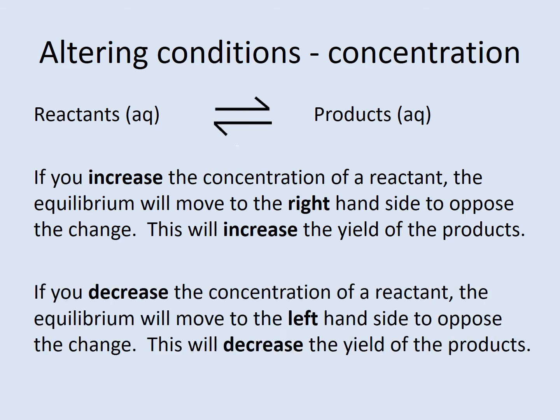Okay. Right, if you decrease the concentration of reactant, the equilibrium will move to the left-hand side. Right, what's that all about then? Well, if you basically remove this stuff, so you decrease the concentration, the equilibrium, remember, tries to oppose the change. So therefore, the products will then reform the reactant, so the equilibrium moves to the left. This will decrease the yield of product. Okay, so that's your possibility in terms of concentration. Right, next slide.